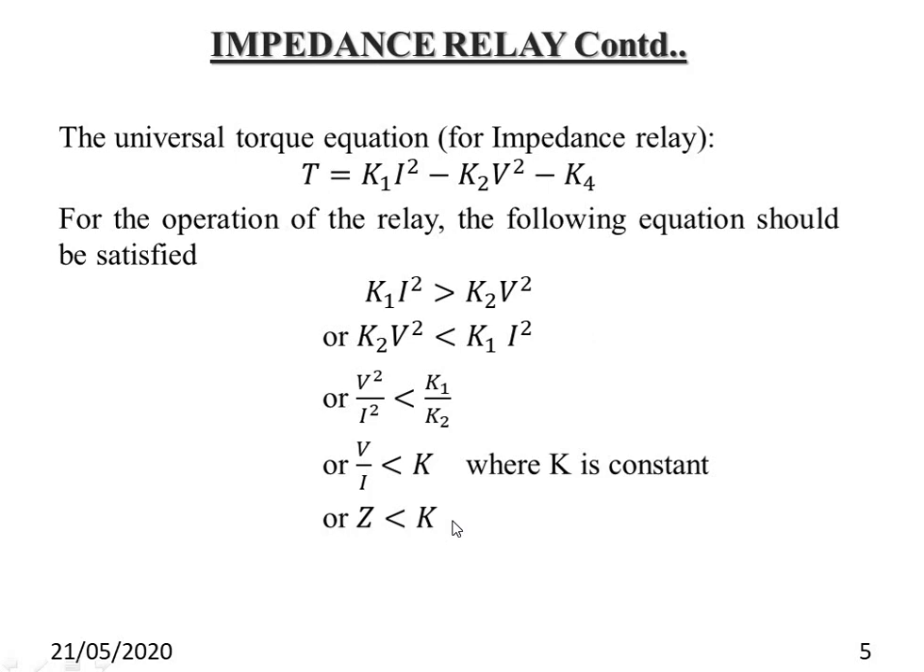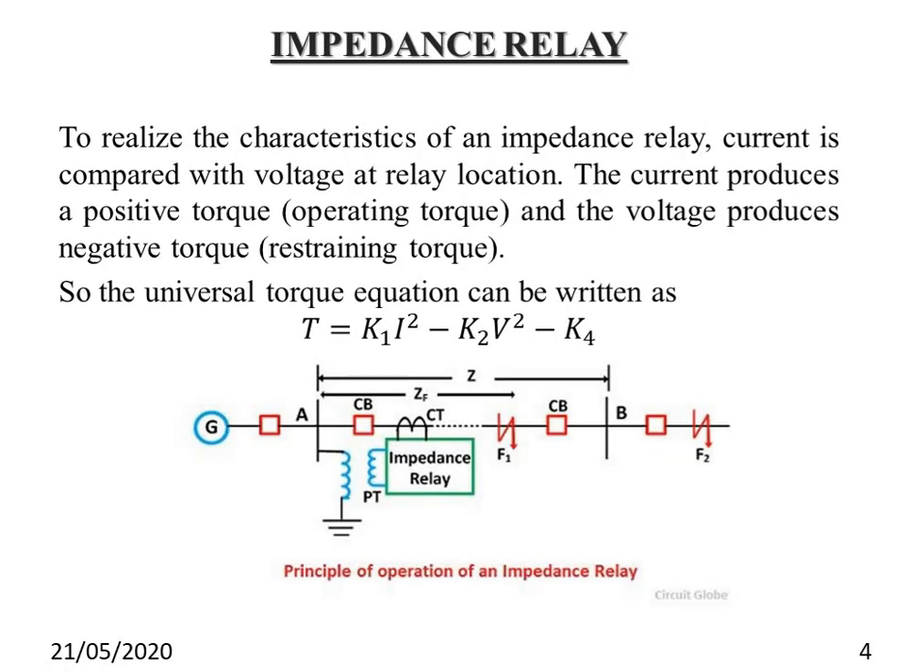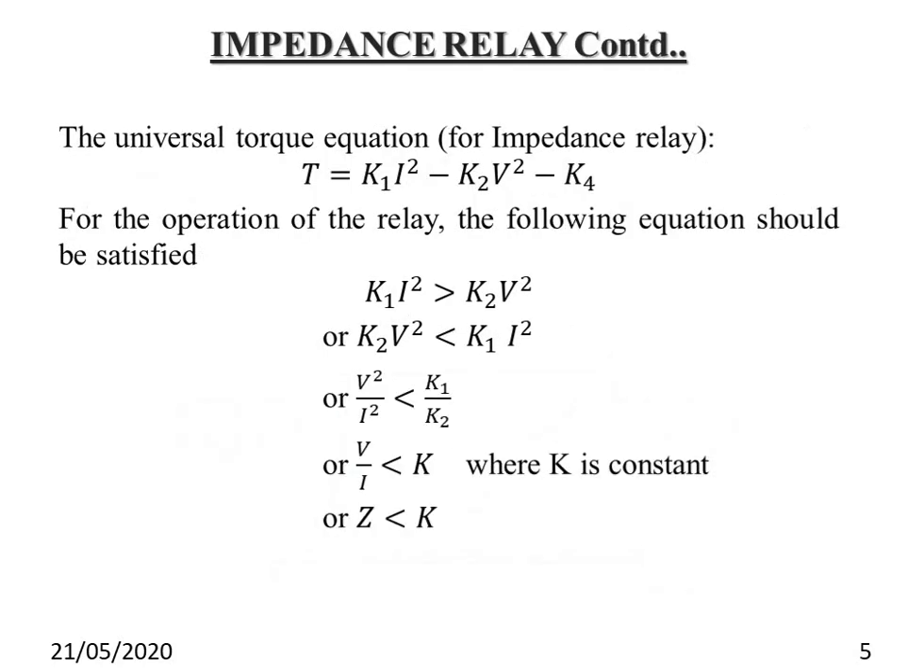K is actually called the set value, that means the zone length. What I told in the previous slide, you can see the entire Z value written there, that is actually K. If the measured Z value is less than the actual set value, that is the impedance value of that zone, then the relay will start to operate.